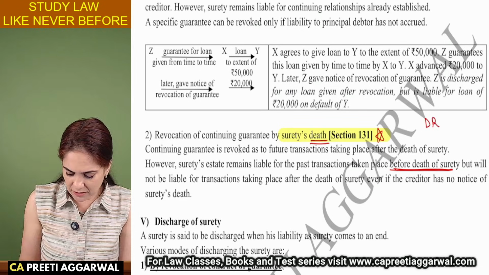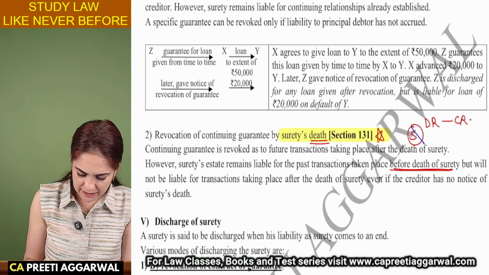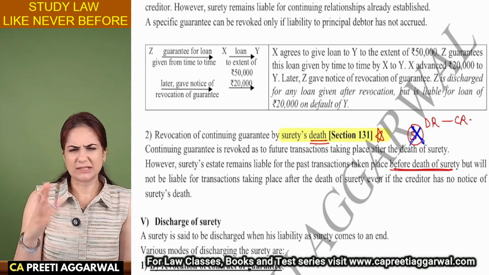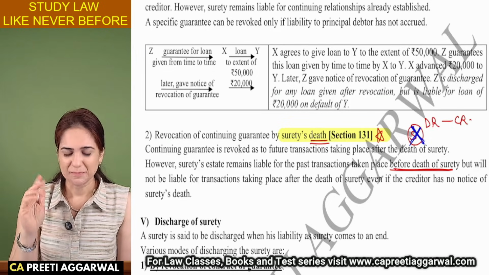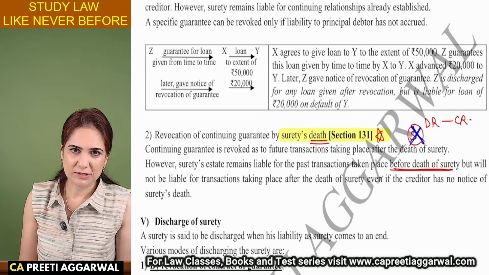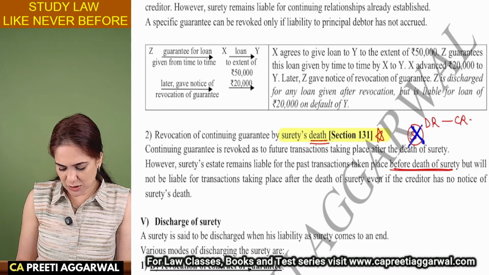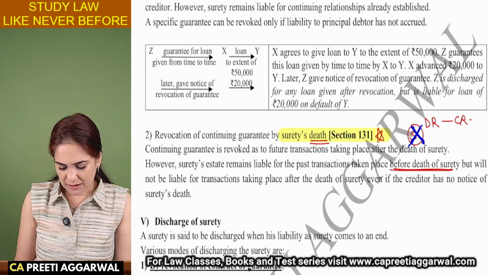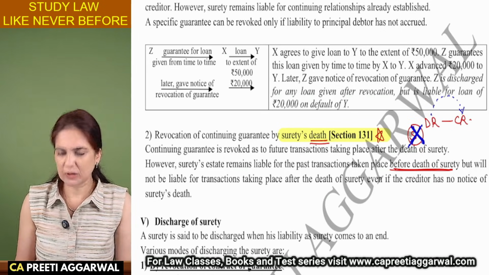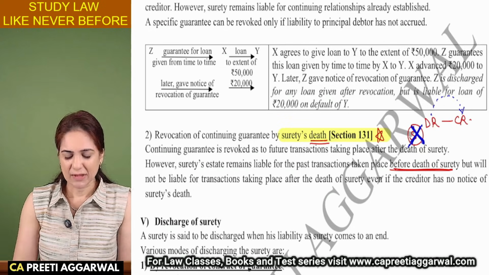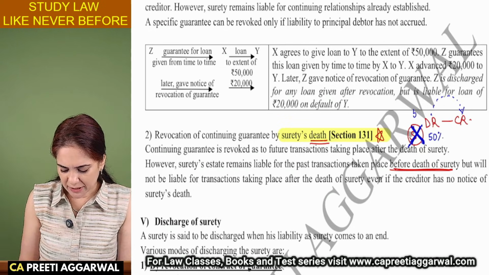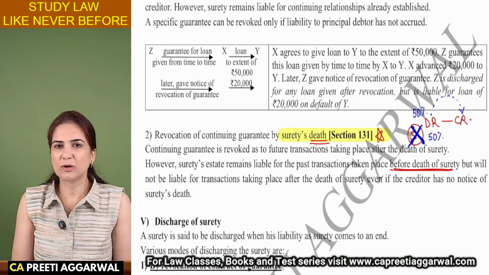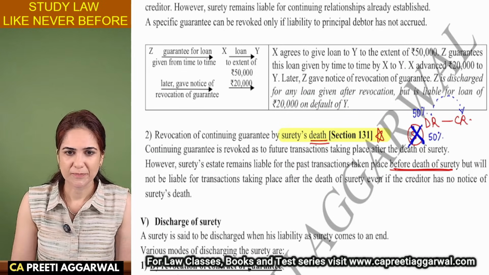Now, debtor, creditor, and surety. Surety has died, but his estate doesn't have any money. His estate doesn't have enough money to pay if the debtor defaults. So, if the surety is not able to pay anything, then debtor will have to pay the full amount because it is his primary liability. If the estate of the surety can pay only 50%, the remaining 50% will be paid by the debtor because it is his primary liability.